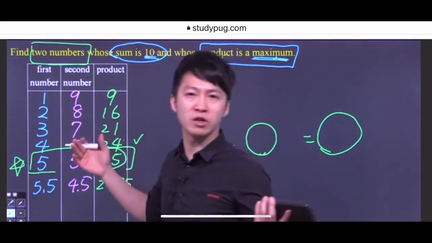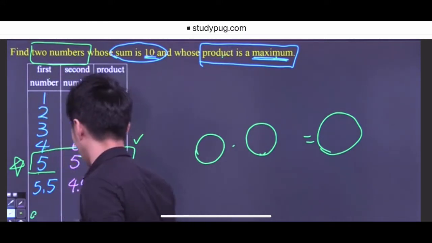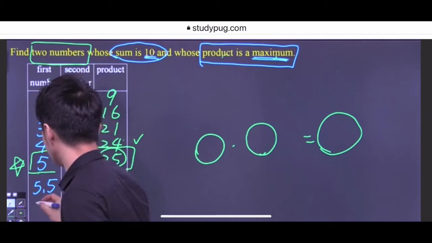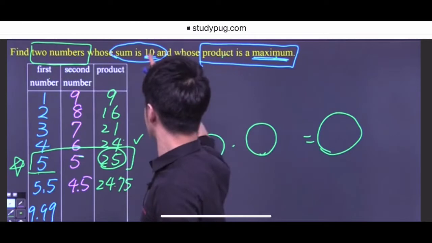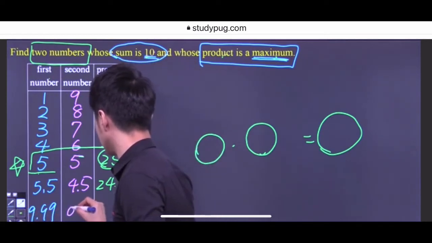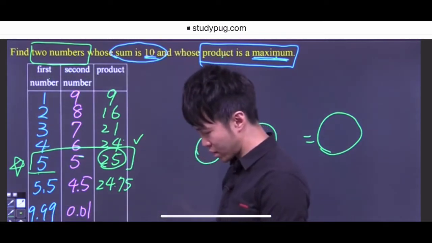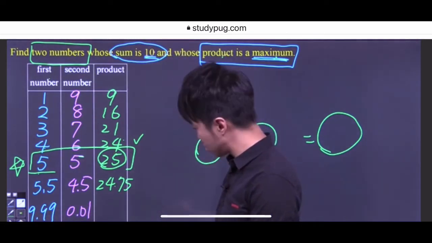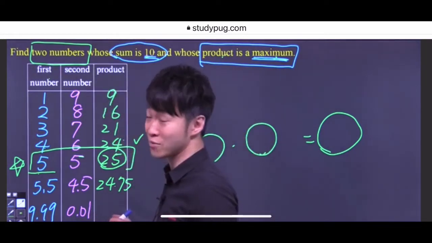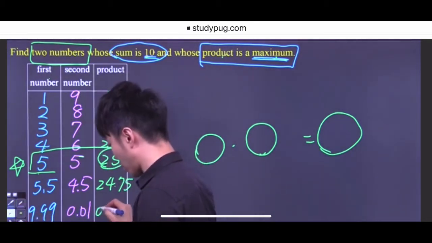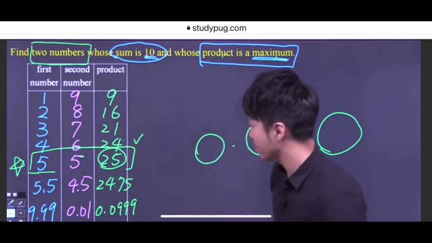So why don't we make the first number really big? So let's make the first number, say, 9.99, a really big number, and see what happens, okay? So we'll make the first number 9.99. Then the second number will be what? Well, 10 minus 9.99 is equal to 0.01. Now, what's the product for this set of numbers? So 9.99 times 0.01 will give us a product that's very, very small, right? Give us a product of 0.0999, a very, very small product, okay?